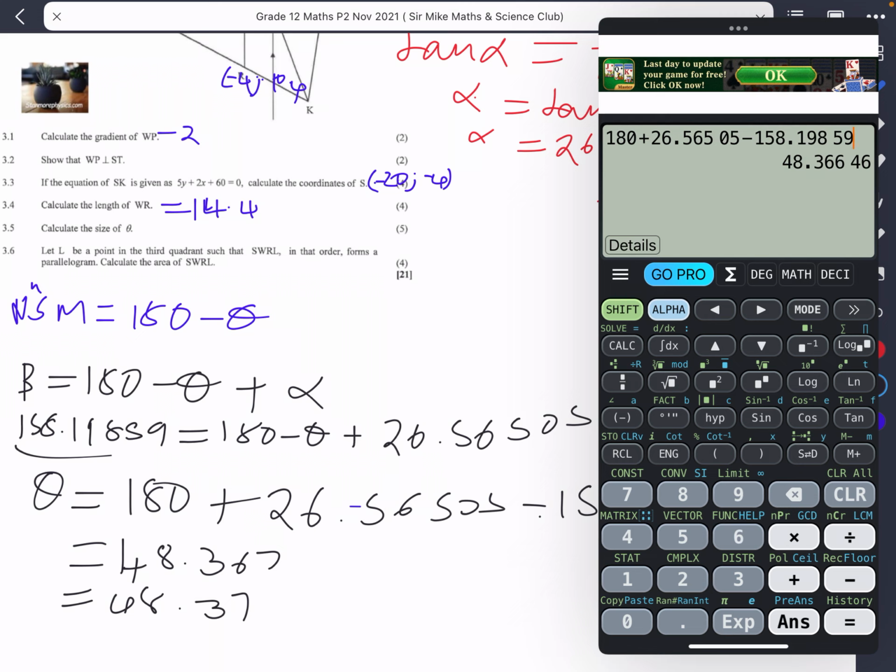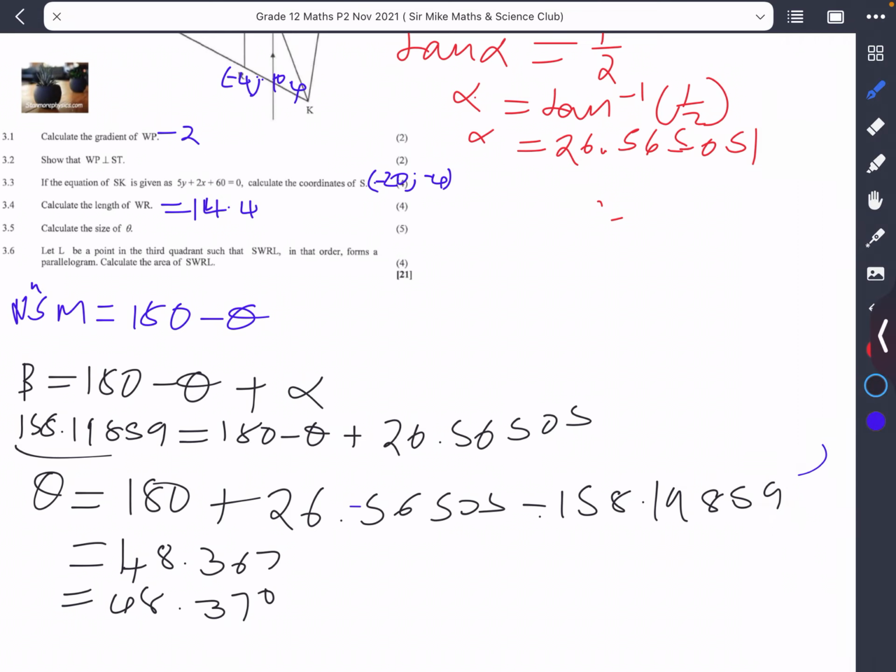So we know that theta would be 48.37. So for the following question, let me label that. So we know that alpha now is 48.37. I'm going to write that down again in case we actually need that in the future.